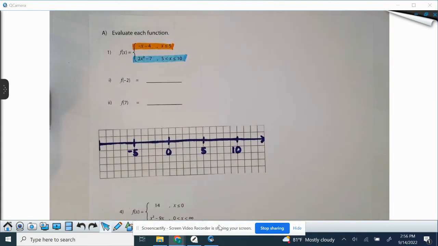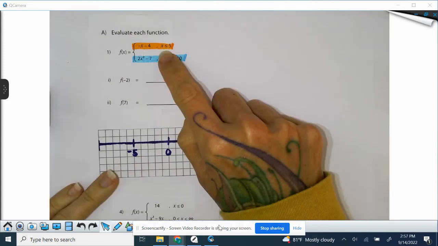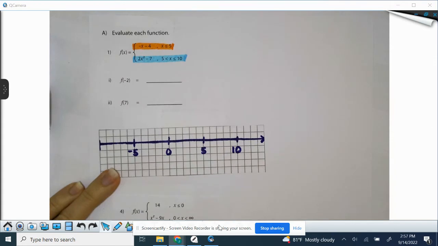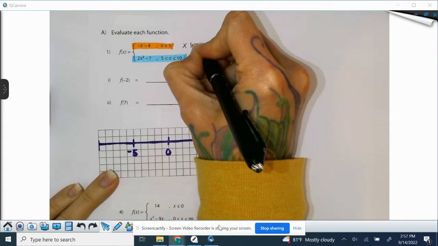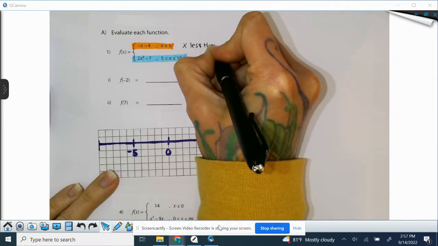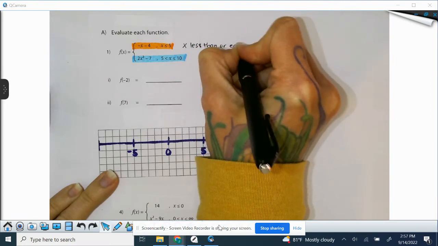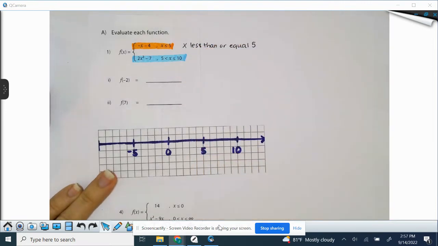Now, the reason I do that is so I can stay focused on the difference between the two functions, and because I'm going to carry on this color coding idea all the way through before I even get to the algebraic portion. So for this one, it says x is less than or equal to 5. So that means all numbers including 5.